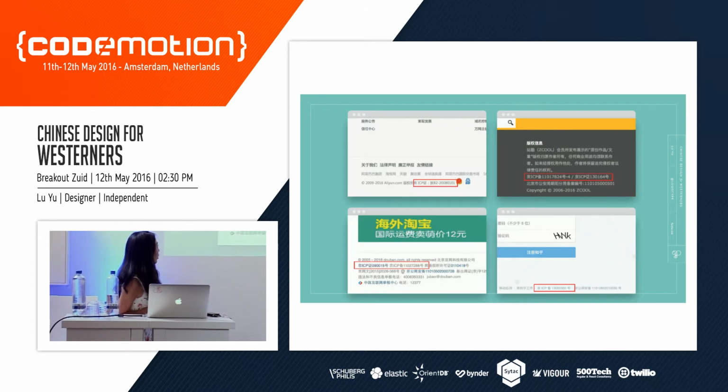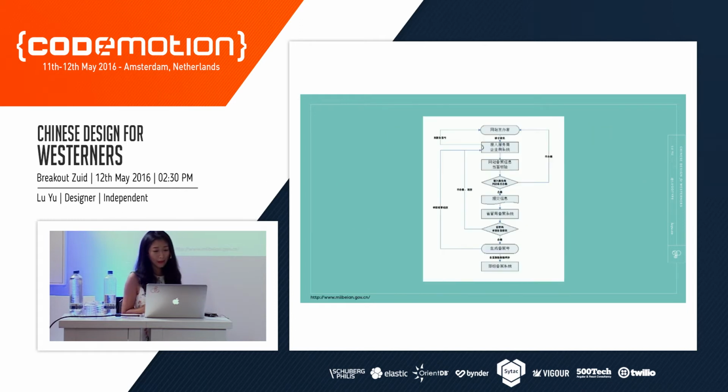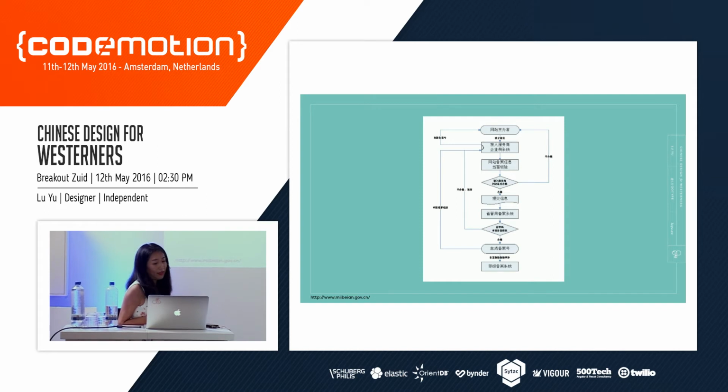If you come to almost all Chinese websites, you'll see there's an ICP and a row of numbers. The ICP stands for Internet Content Provider. Any website that operates in China or is hosted in China has to have the ICP number. Without the number, you basically can't have a website because they will probably just shut it down without any notice. And this is a screenshot I took from the government website where you can apply for the ICP number. And you can see it's not very easy, is it?